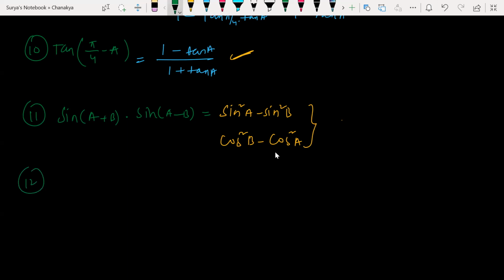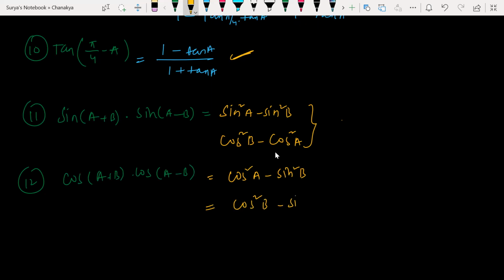We'll solve questions, and you will understand whenever you are solving questions. Okay. Now if I talk about cos A plus B into cos A minus B, it is cos square A plus cos square B, cos square A minus sin square B, is equal to cos square B minus sin square A. Let me tell you the trick how to remember.